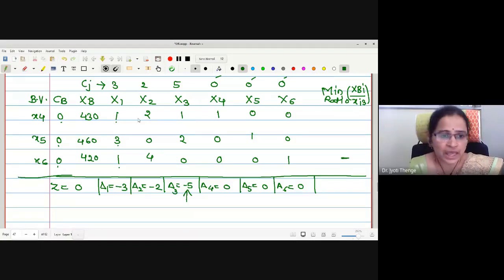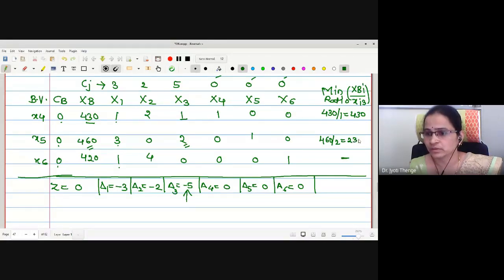The formula is XB1 upon X13. This is 430 upon 1, which is 430. Next, for i equals 2, this is XB2 upon X23, which is 460 upon 2. How much is the value? 230. We have divided the XB column by the x3 column.